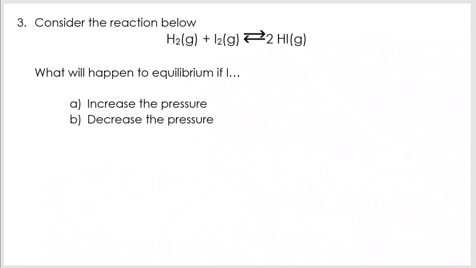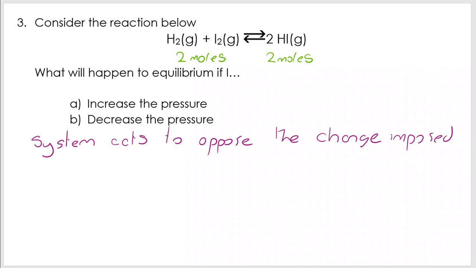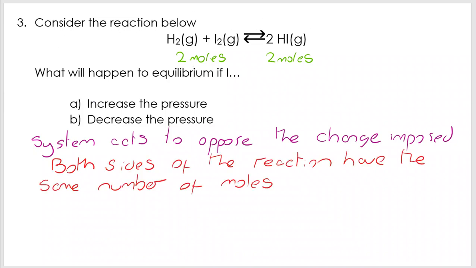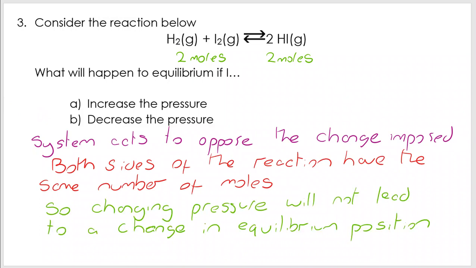And on this one, what's interesting is that there are 2 moles on both sides. Now that means there's a very specific opportunity to question you on this. If I increase or decrease the pressure, the system will act to oppose that change. But actually, it can't act to oppose that change by shifting equilibrium to the left or the right, because both sides have the same number of moles.